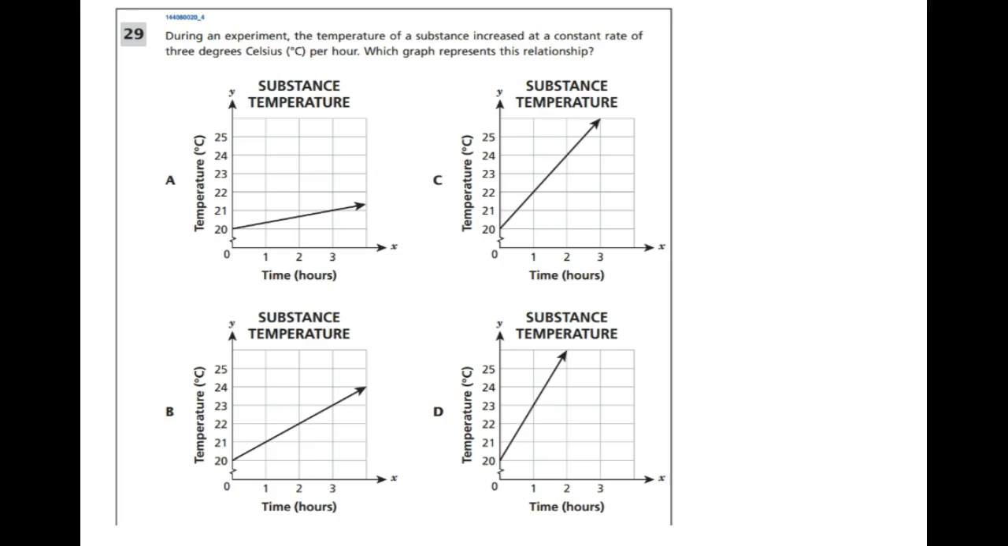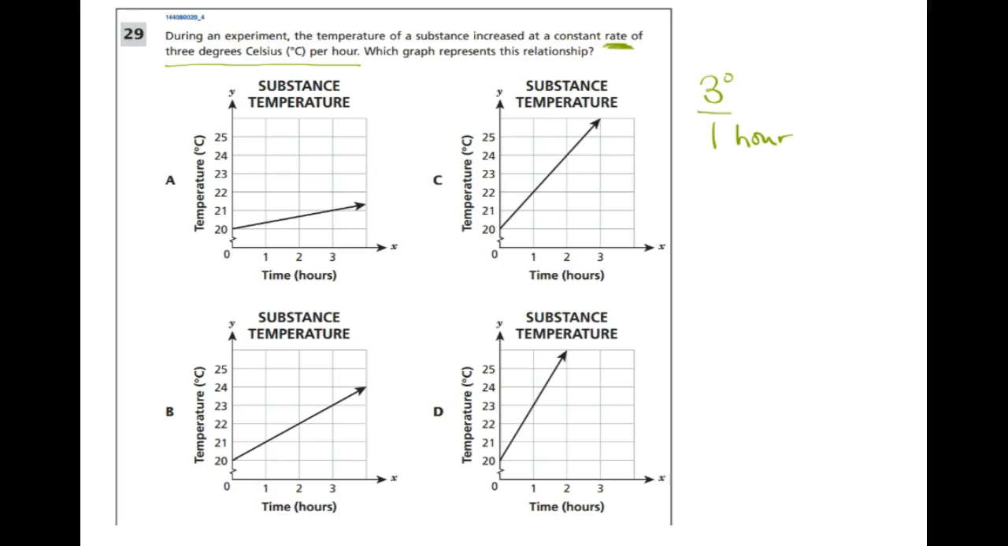Alright, here's another one. It is number 29. I think that's still the first day. It says, during an experiment, the temperature of a substance increased at a constant rate of 3 degrees Celsius per hour. That's an important thing. And it even says constant rate of 3 degrees Celsius per hour. That's 3 degrees per 1 hour. Which graph represents this relationship?